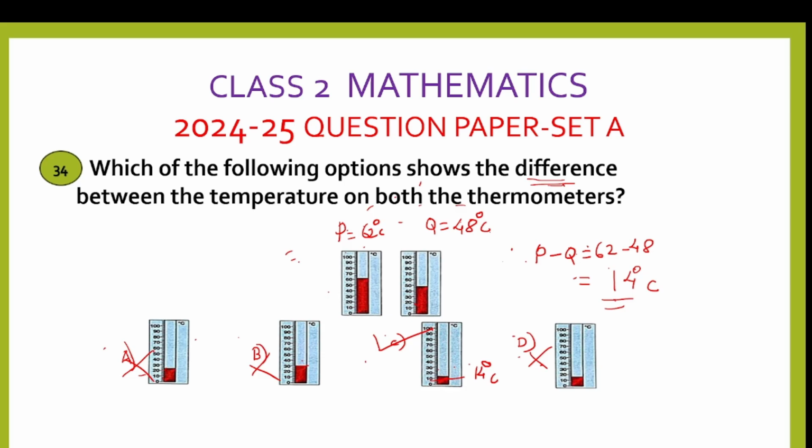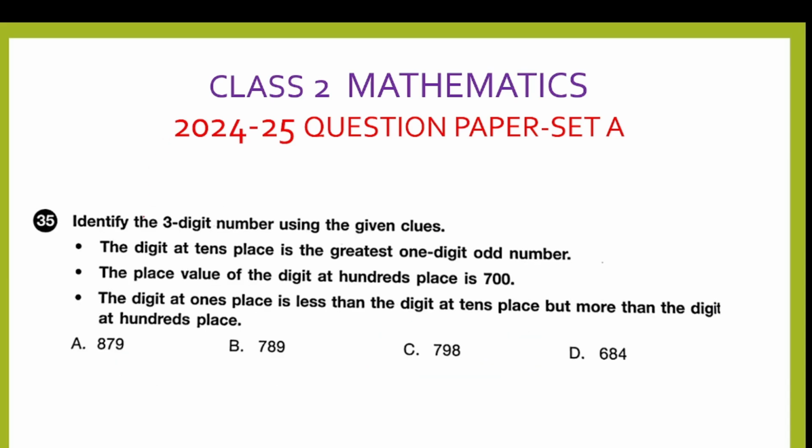Next question. Identify the 3-digit number using the given clues. We have to find the 3-digit number. The first clue: the digit at the tens place is the greatest 1-digit odd number. Next, the place value of the digit at the hundreds place is 700. So it should be a 7 here, because the place value of the hundreds digit is given. This is the hundreds place, this is tens, and this is ones place. So the second condition is fulfilled.